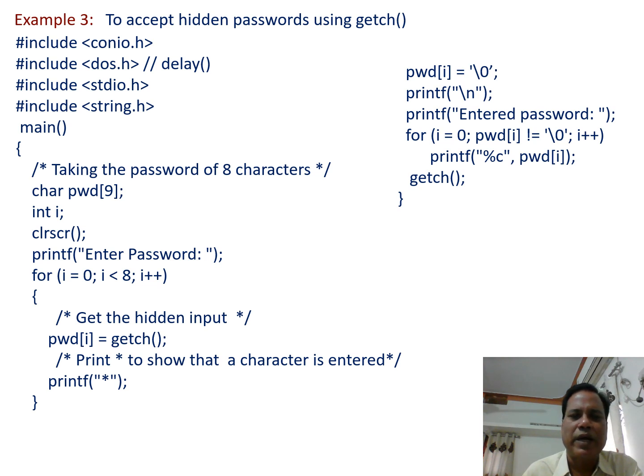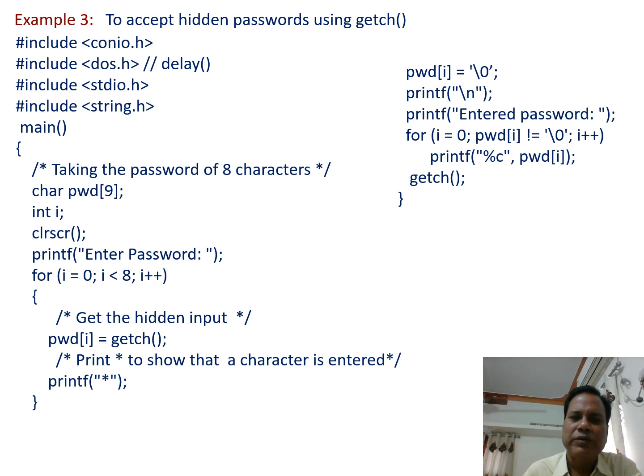Next, int i, we declare an integer variable i. Then clrscr clears anything previously written on the output screen. printf, "Enter password." This is the message on the output screen, and reading this message we enter our password characters in pwd. Then how are these characters taken in and stored in the character array?